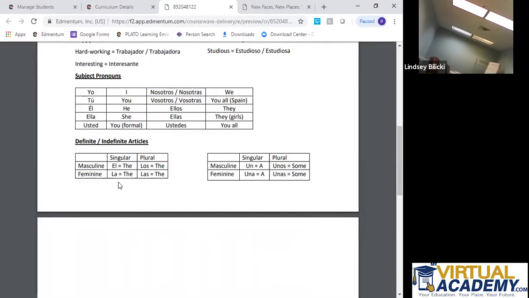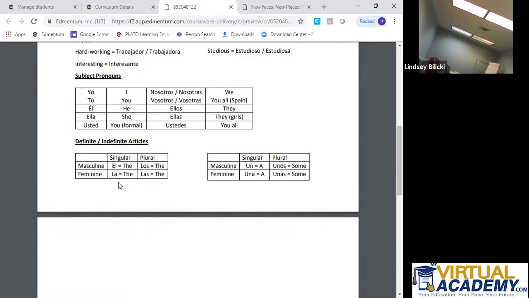definite and indefinite articles. So that will be the masculine. In the singular will be el, which is the. So el carro, which is a masculine, or el niño, which is the child. So el, if it's a boy. And then to do the masculine again in plural are los. So los carros or los niños.